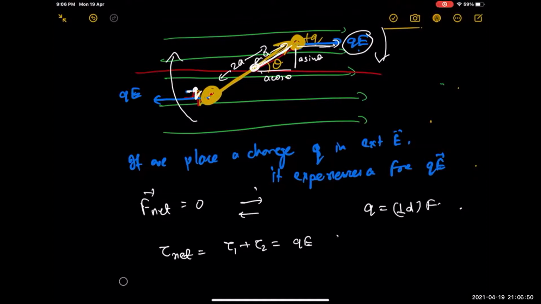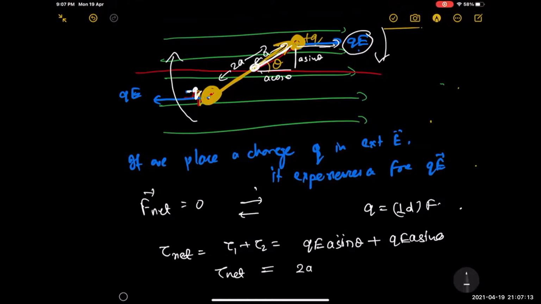So what is the perpendicular distance? The force is QE, and the perpendicular distance is a sin theta. The torque 2 is also the same: QE a sin theta. So what is the total torque? Tau net is equal to 2aQ E sin theta.